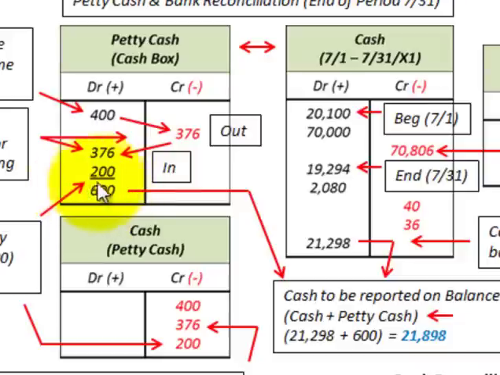Regardless, we come up with the ending balance of $600, and that is what's recorded on the balance sheet when we determine what should be recorded there. We add the $21,298, which was the correct cash balance per the bank reconciliation, plus this petty cash of $600, gives us the total amount of $21,898.